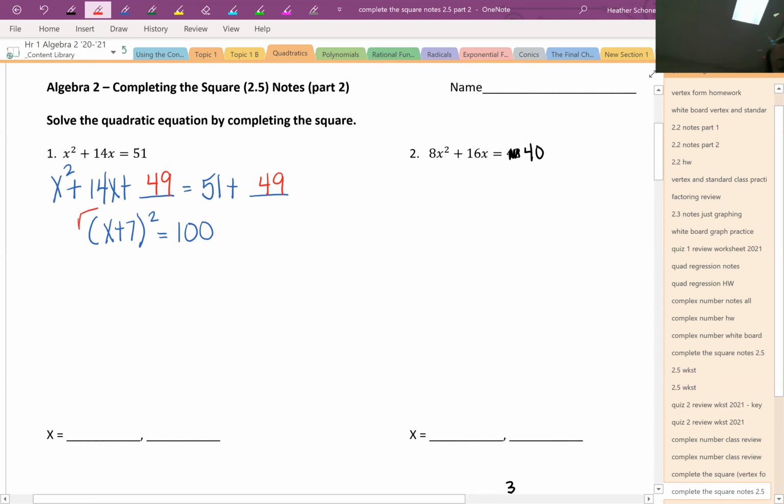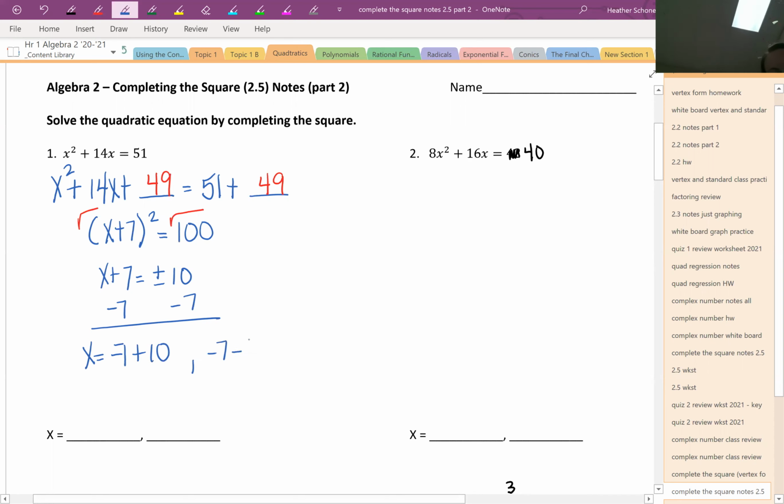Once we get the parentheses by itself, we're going to take the square root of both sides. Over here, when you take the square root of the squared, it cancels it, and we just get x plus 7. On the right, when you take the square root of 100, you get plus or minus 10. Remember, every time you take the square root of a number, you get plus or minus. Now we have to solve for x. So over here, I'm going to subtract 7 from both sides. So I get x equals, you're going to write the number you subtract first. So I have negative 7 plus 10. And then over here, I got negative 7 minus 10. So this simplifies to 3 and negative 17.